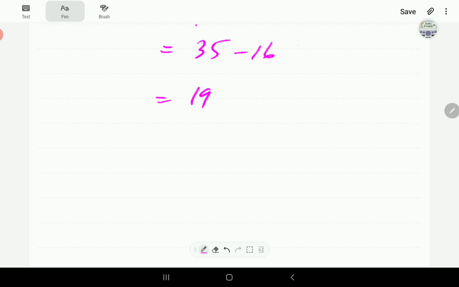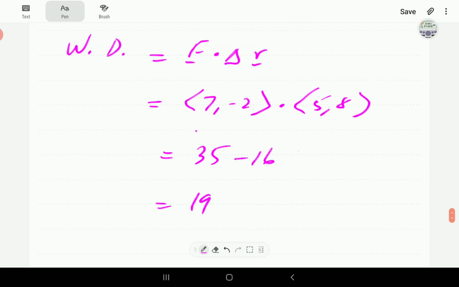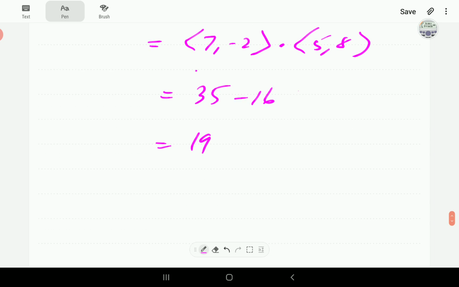It would be in joules. But since this is maths, we don't stress too much about the units. They'll drill you as far as those are concerned in physics or chemistry or whatsoever other applied science course. So for us, that 19 is going to be good enough.